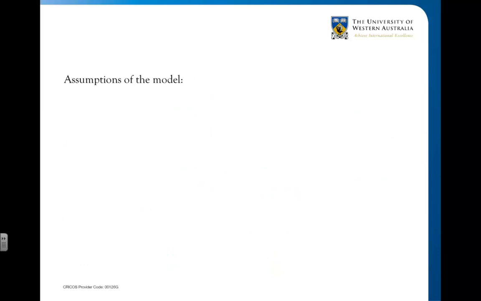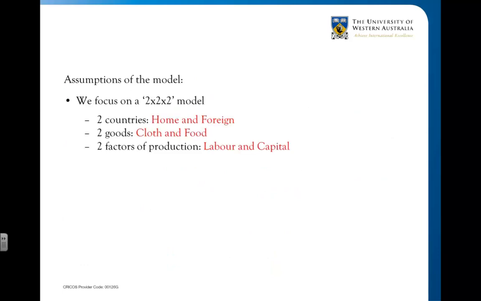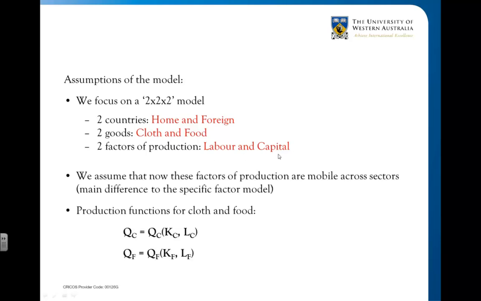So in terms of the basic model, it's what we call a 2x2x2 model. Should be very familiar to you by now. We've got two countries. We'll just imaginatively call them home and foreign again. Two goods, cloth and food. And now we've got these two factors of production, labour and capital. Now, ultimately, we're going to assume that these factors of production are mobile across sectors, right? So in other words, you can move your labour and capital between the two goods. This is one of the differences from the specific factors model.